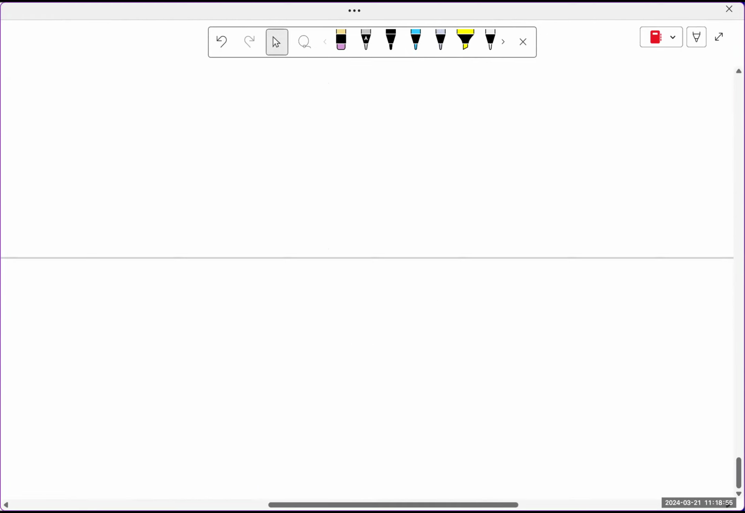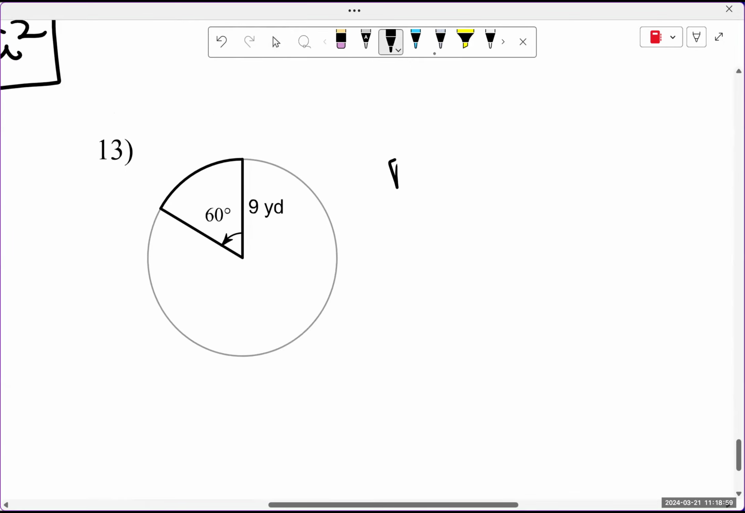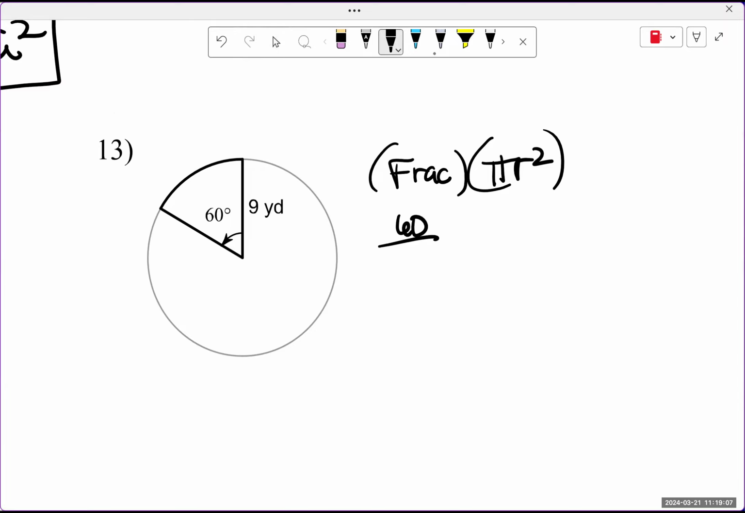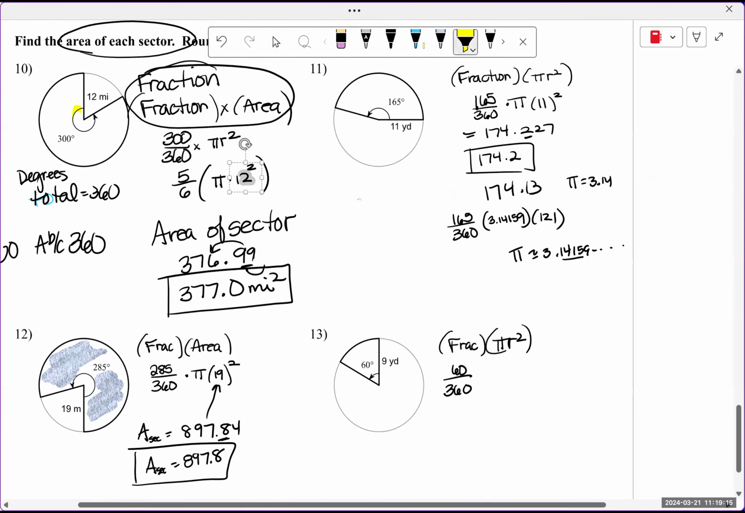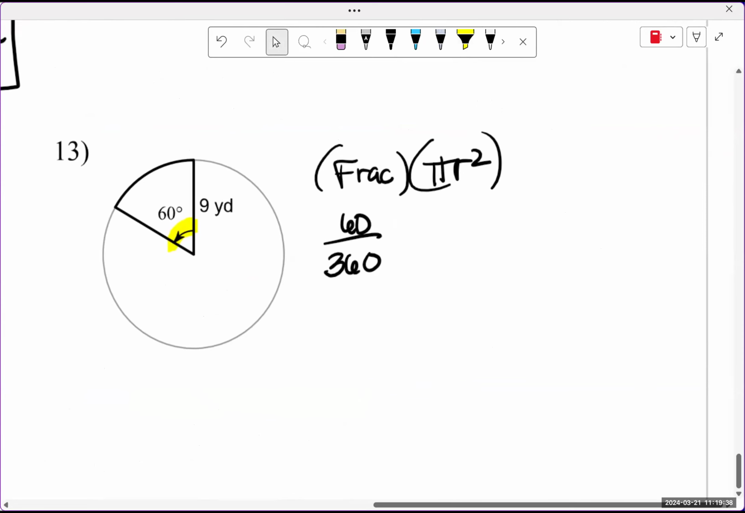Last one, right? I think this is the last one. Okay. Fraction times pi r squared. 60 out of 360. Okay, now we need to talk about something. Notice number 10, there was an arrow highlighting the long distance around. 13, there's an arrow highlighting the short distance around. You need to pay attention to this arrow, and it will tell you which side of the circle you need to do. Okay, so 60 divided by 360 times pi times 9 squared. And what do you get?